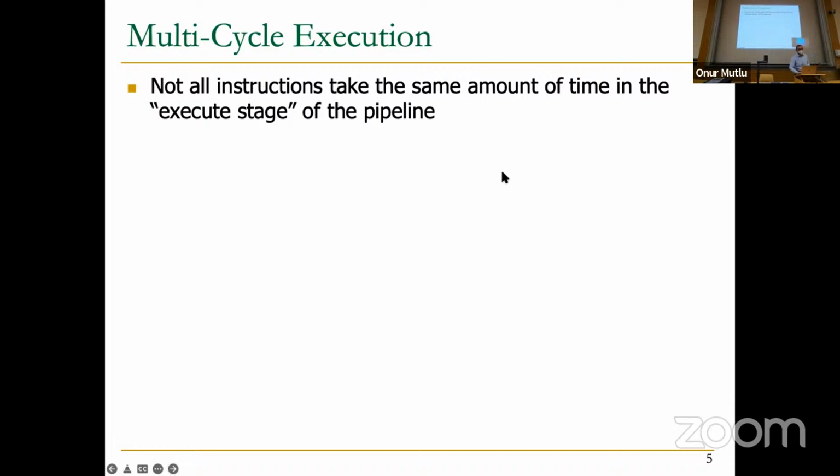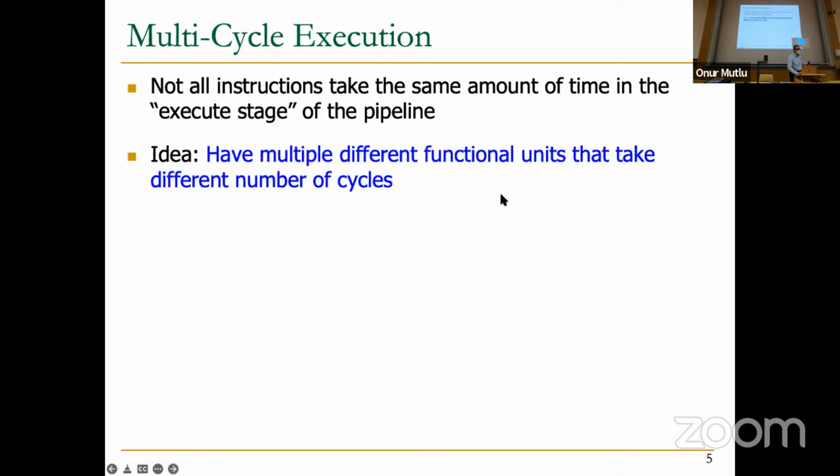Basically, not all instructions take the same amount of time in the execute stage of the pipeline. So far, we've assumed 1 cycle execution, right? We're going to deconstruct that. Basically, the idea is many instructions take different amounts of cycles.